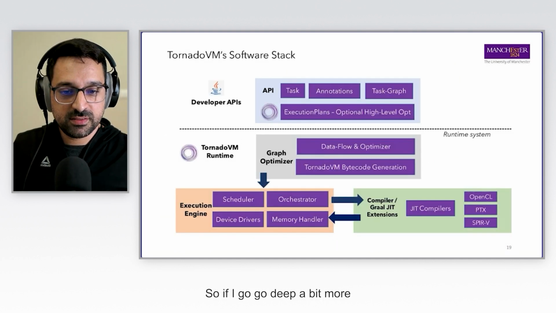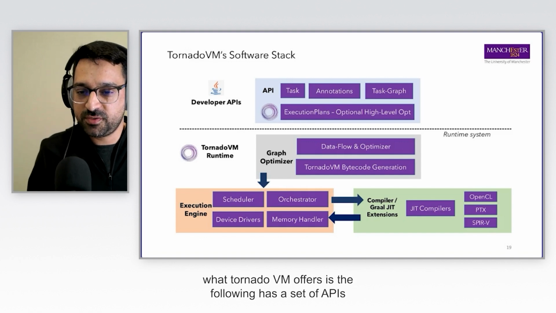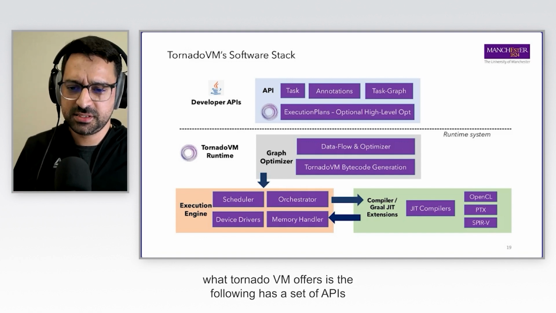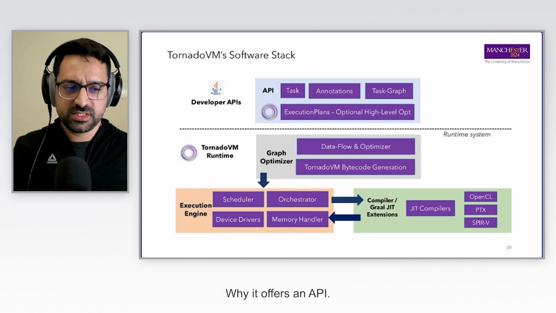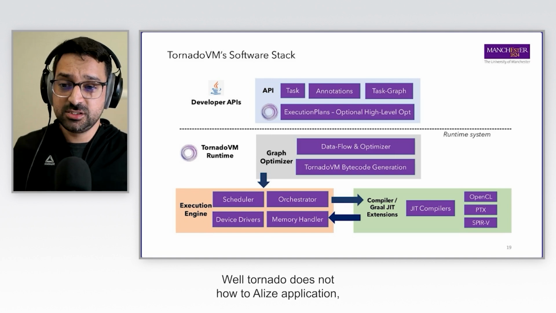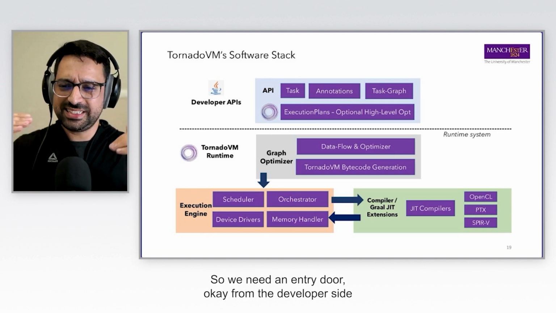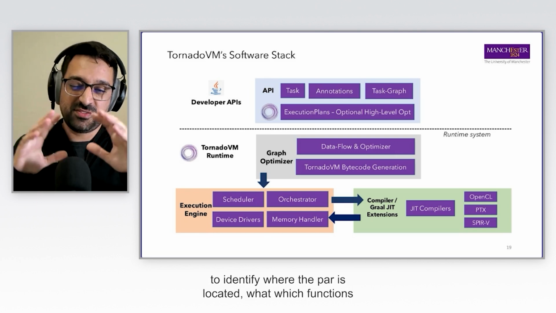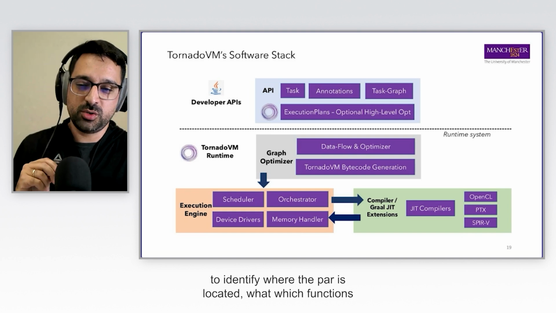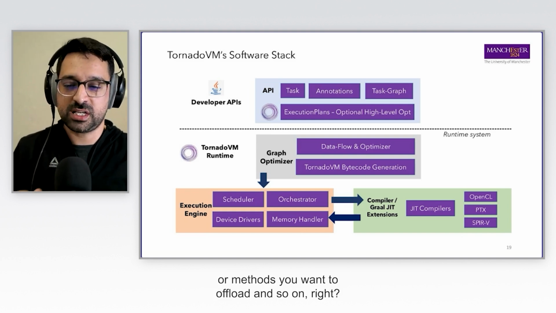So if I go deep a bit more, what TornadoVM offers is the following. It has a set of APIs and a runtime system. Why does it offer an API? Well, Tornado does not auto-parallelize the application. It exploits parallelization. So we need an entry door from the developer side to identify where the parallelism is located, which functions or methods you want to offload, and so on, right?